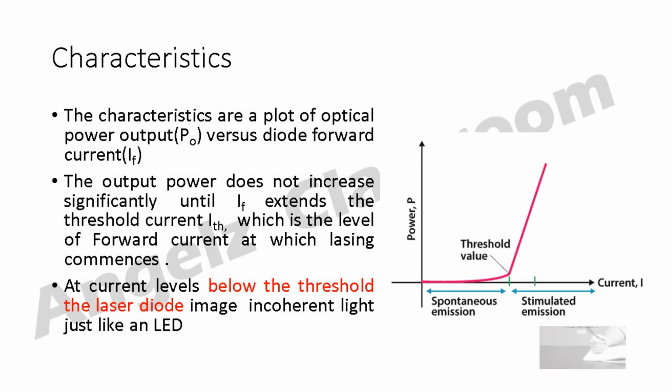So on the x-axis I have the current, that is the forward current. On the y-axis I have the power output. So from the origin up to this threshold value, we have a minimum amount of power, and after this threshold value the power increases rapidly. So what is this threshold value? This threshold value is the minimum voltage that a device requires for conduction. Below this, it will operate like an LED with the minimum energy.